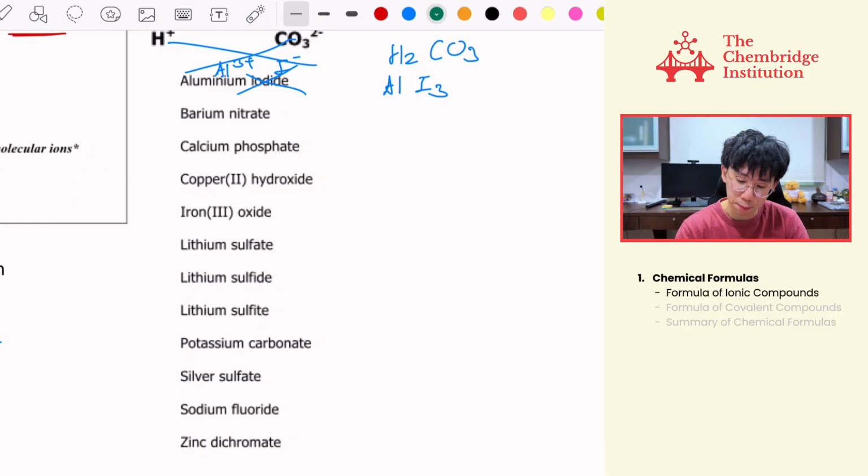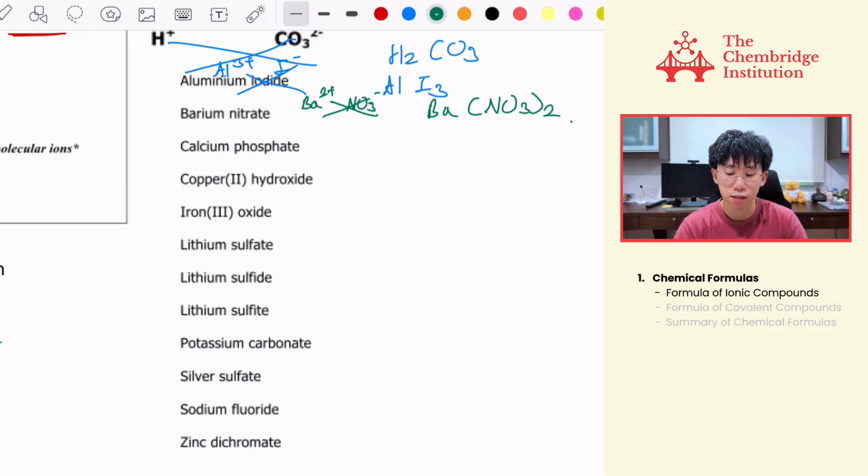Now let's take a look at our next example. Barium nitrate. I'm just going to write this here this time. It's just Ba2+, because barium is in group 2, and nitrate is NO3-. This was a formula that you had to memorize from the table that we just spoke about. So for barium nitrate, we're just going to crisscross, and we get Ba(NO3)2.